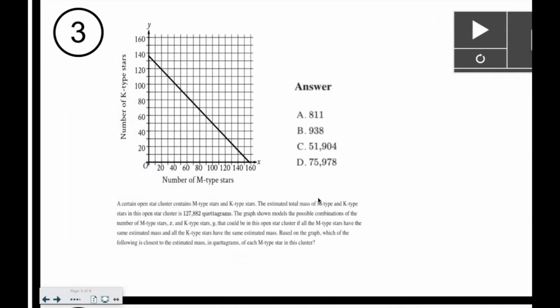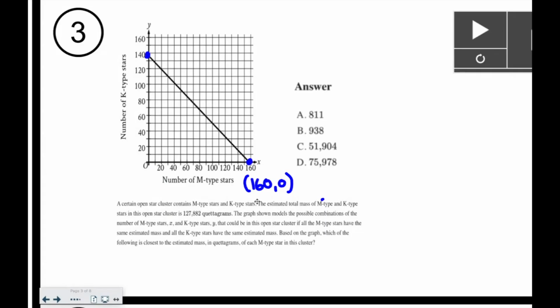What we know is that the total mass of the M and the K is always this, no matter how many M and K there are. With these types of problems, what you typically want to do is zoom in on either one of the intercepts, depending on what they ask us. So what this intercept represents, I'm going to just assume it's 160, is the point 160 comma 0, which means I have 160 of the M type stars and none of the K type stars. That's what I want.